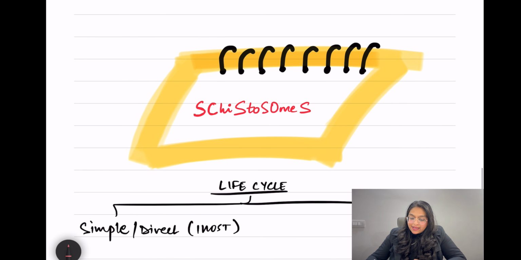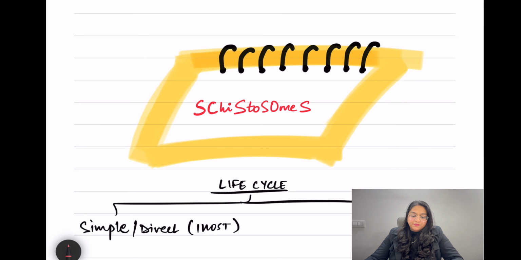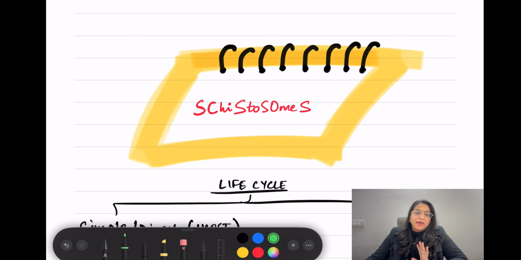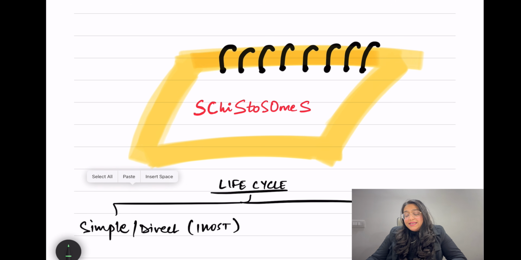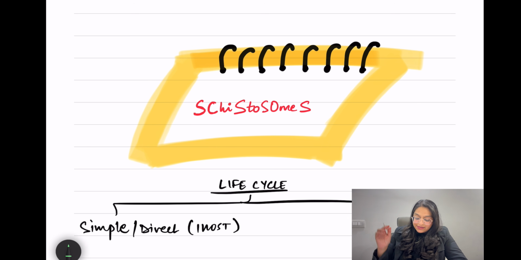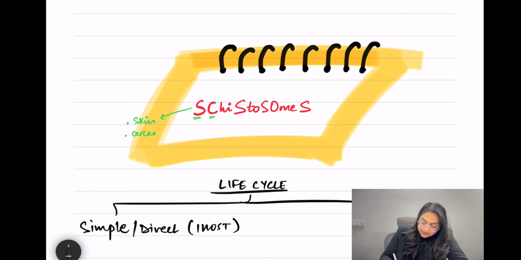Now let's look at this guy, schistosomes. He has many exceptions. Easy way to remember all the exceptions: just look at all the S's in its name. This guy has so many S's in its name. Let's look at the first S. This S is followed by a C. What does this stand for? S for skin. C for Cercaria.